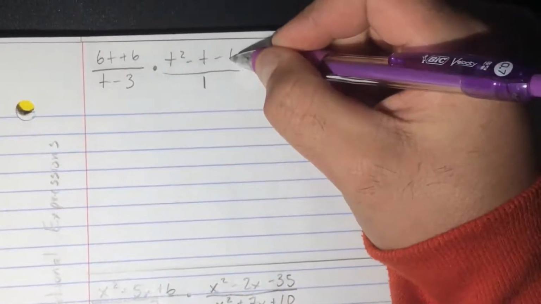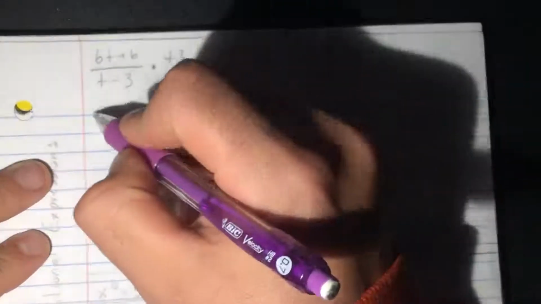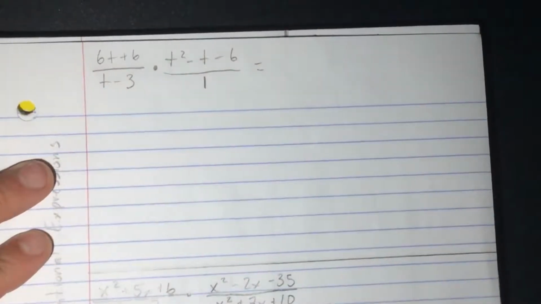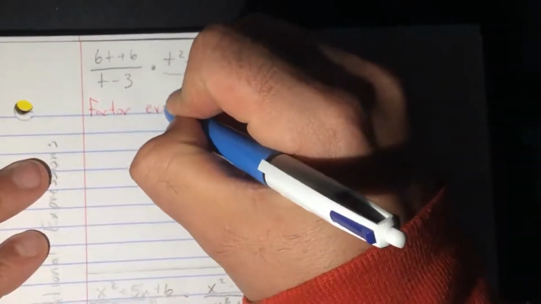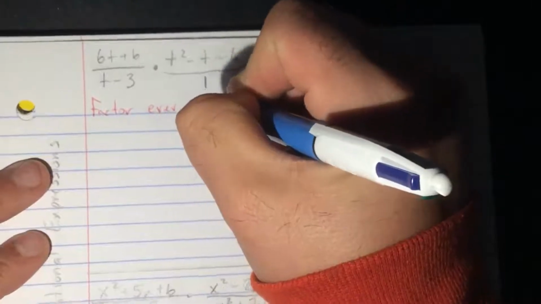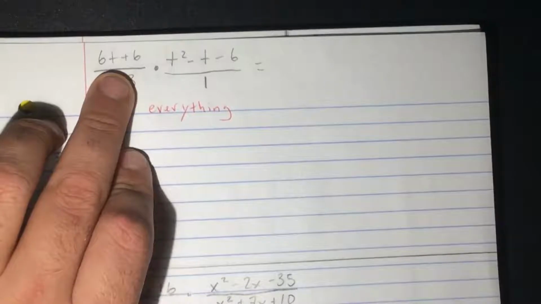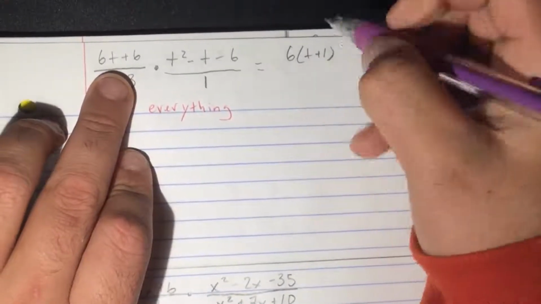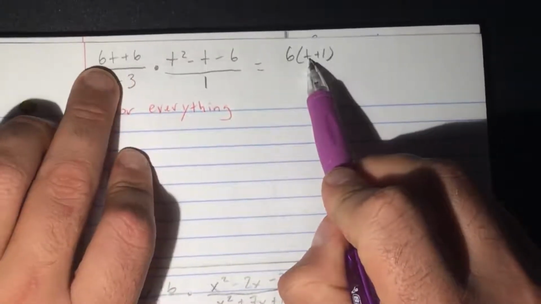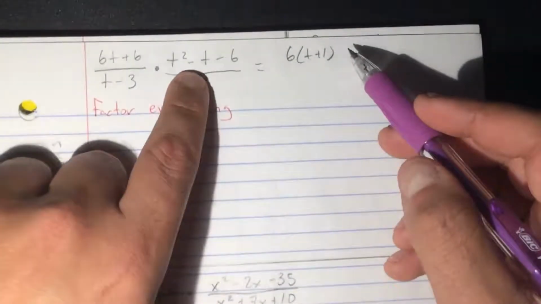I want to factor this out first just so we get an idea of what it is. So let's do it in a different color. So we're going to try to factor everything as we're multiplying. So this is going to be the first part here. And I know this is just 6 times t plus 1, because 6 times t would give you 6t, and 6 times 1 would give you 6. And that's the first part. And then I need to factor this out.